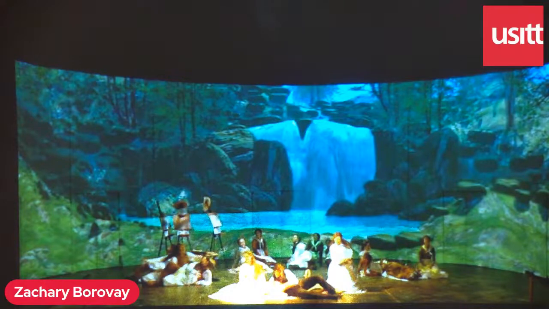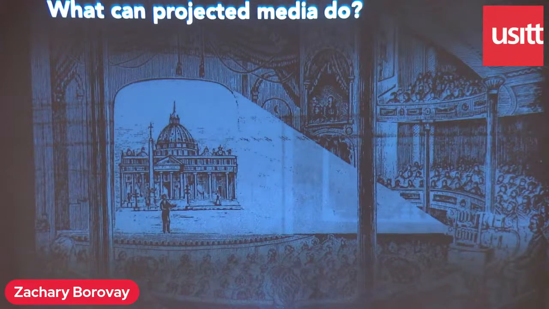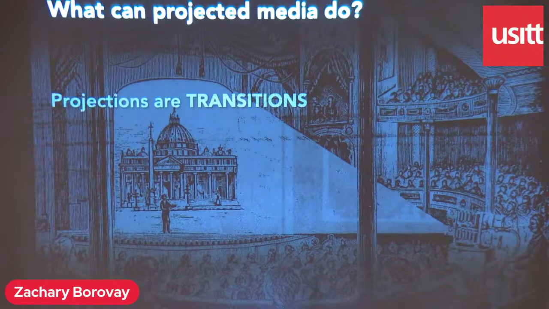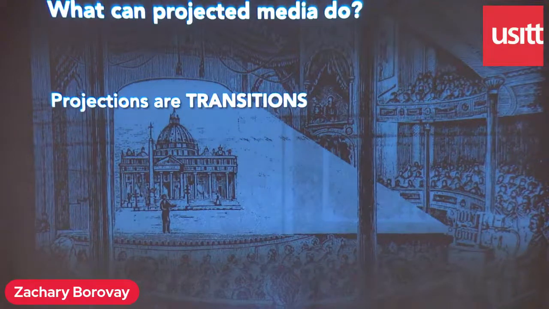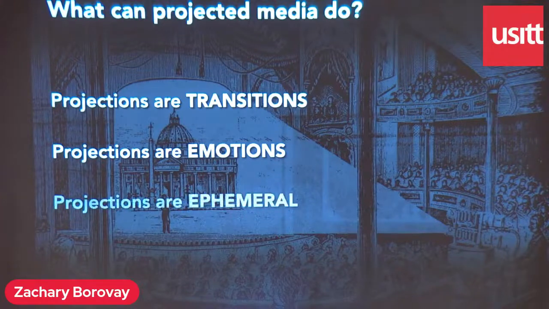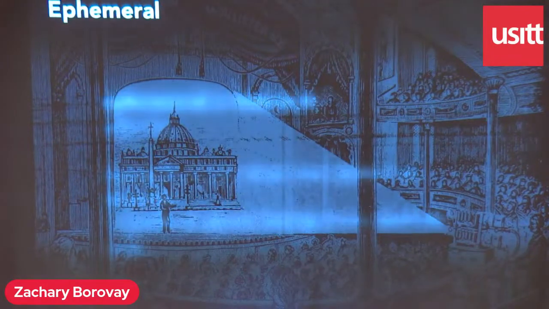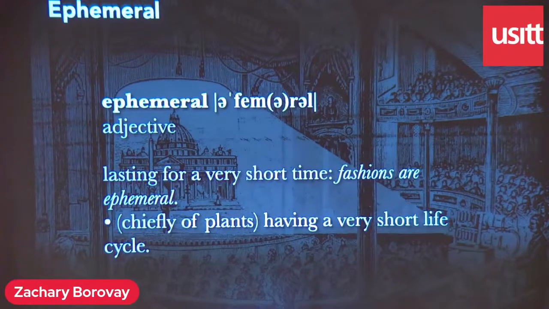So really, when we think about the idea of projections in theater, what can they do? What are they? What can they be? So as I said, they can be transitions, they can be emotions. And they're ephemeral. Ephemeral is the idea that they are temporary. So that's why they can come and go.